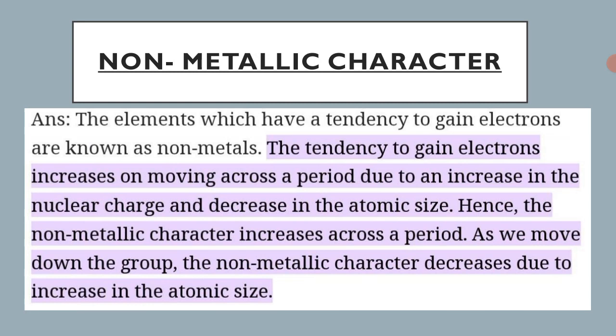Then we come to non-metallic character. The elements which have a tendency to gain electrons are known as non-metals. The tendency to gain electrons increases on moving across a period due to an increase in nuclear charge and a decrease in atomic size. Hence, the non-metallic character increases across a period. As we move down the group, the non-metallic character decreases due to an increase in atomic size.